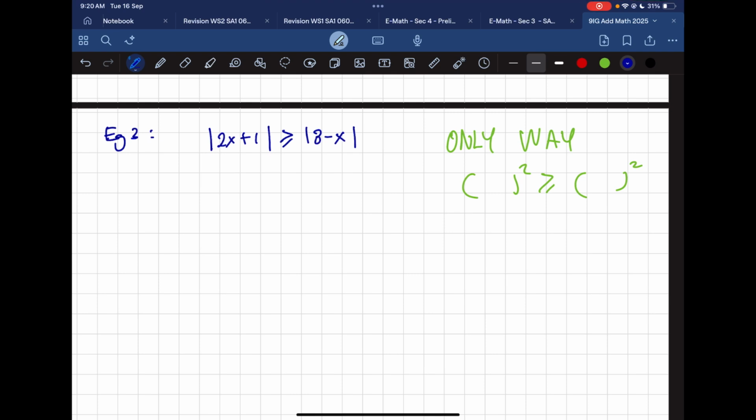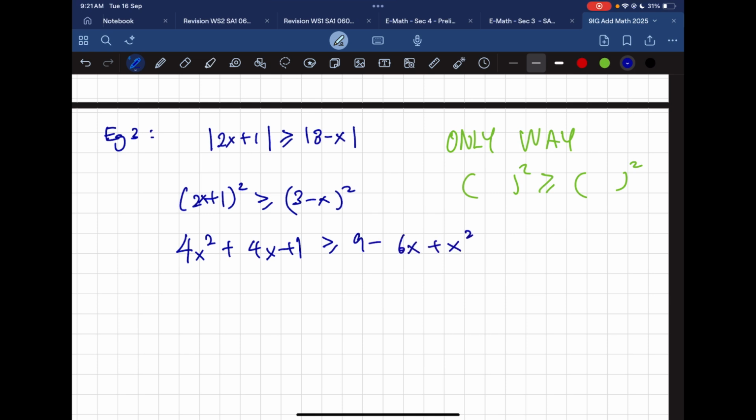What will we have? Let's see. So (2x plus 1) squared will be more than or equal to (3 minus x) squared. Now we're going to square both sides. We're going to have 4x squared plus 4x plus 1 more than or equal to 9 minus 6x plus x squared. We're going to bring everything to one side and clean it up. So that will be 3x squared plus 10x minus 8 more than or equal to 0.